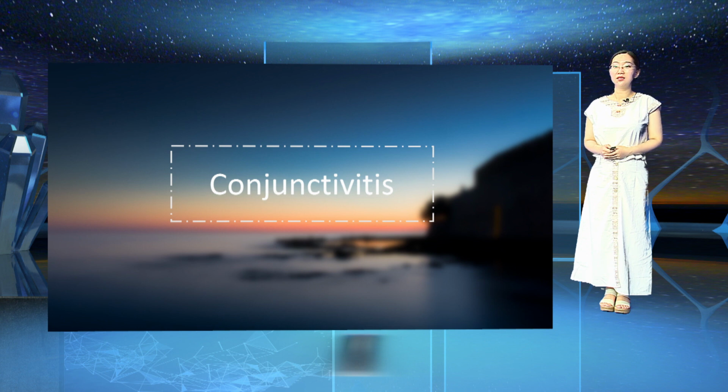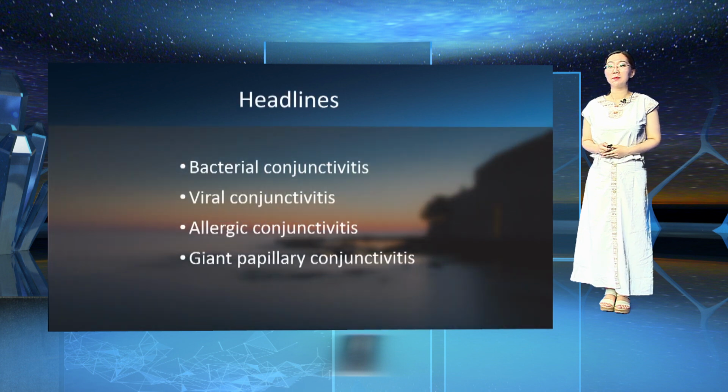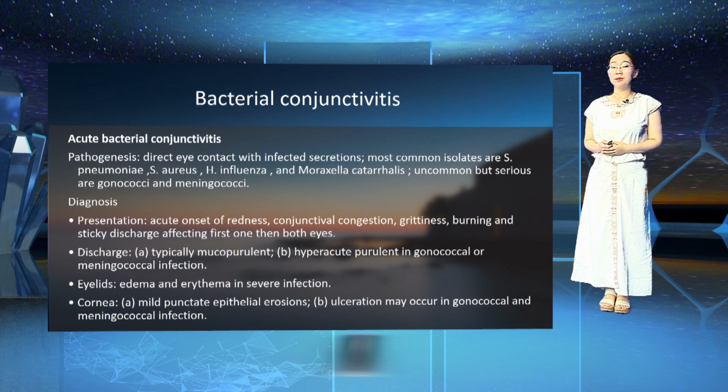In this lesson we'll learn about the most common infection of the eye, conjunctivitis. We will talk about 4 kinds of common conjunctivitis in clinic: bacterial conjunctivitis, viral conjunctivitis, allergic conjunctivitis, and giant papillary conjunctivitis. Okay, the first one, bacterial conjunctivitis.